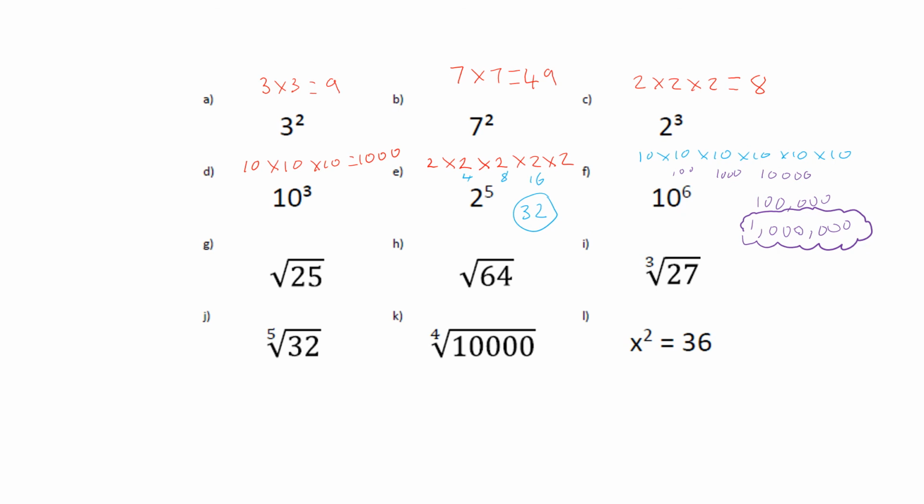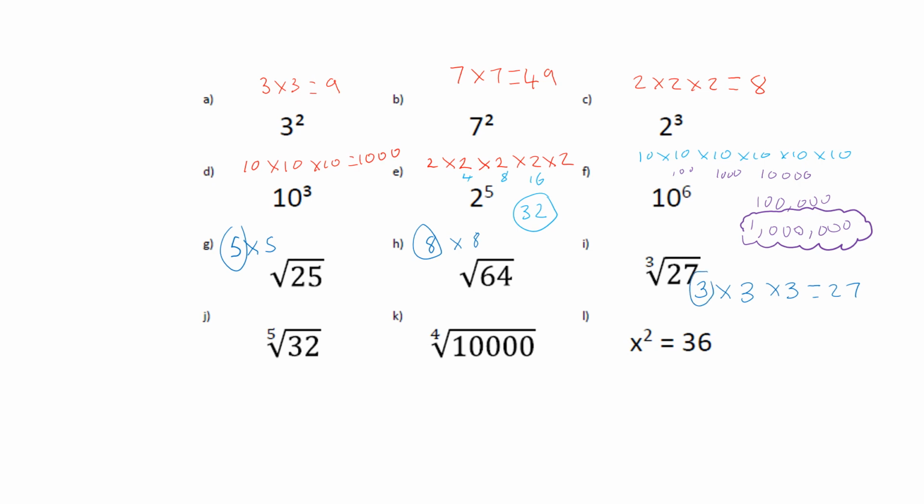The next one is the square root of 25, which is 5, because 5 times 5 is 25. The square root of 64 is 8, because 8 times 8 is 64. The cube root of 27 is 3, because 3 times 3 times 3 is 27.